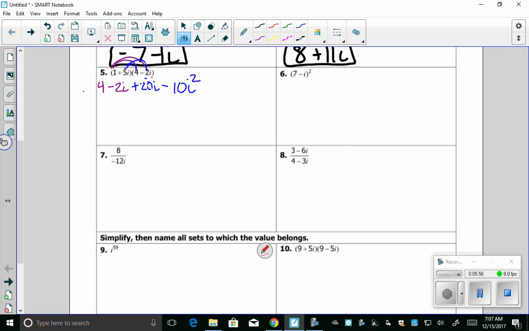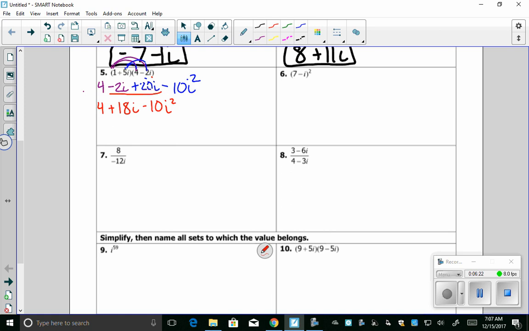From here, I have to combine like terms. My like terms being negative 2i plus 20i. So I'm going to drop down the 4, combine the 2 in the middle, which gives me positive 18i, and drop down the negative 10i squared. Now, if you remember your i rules, i squared equals negative 1.